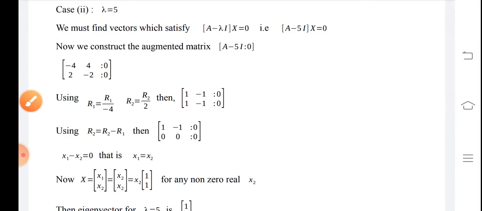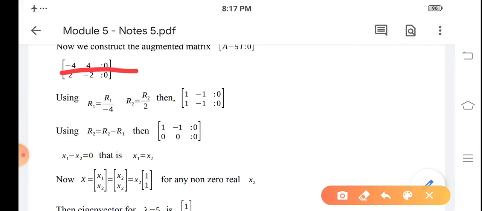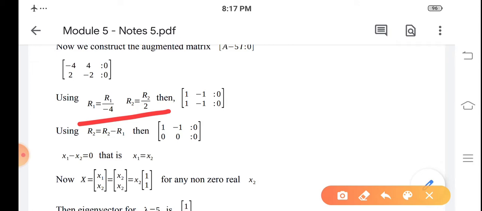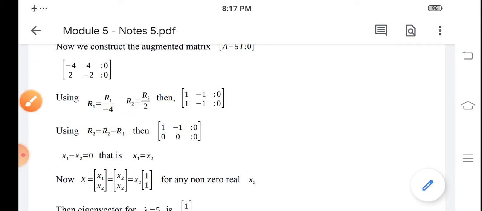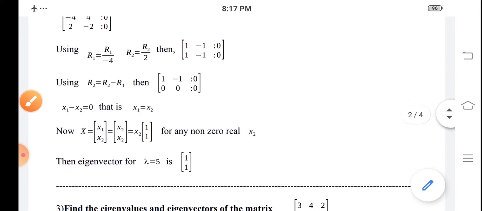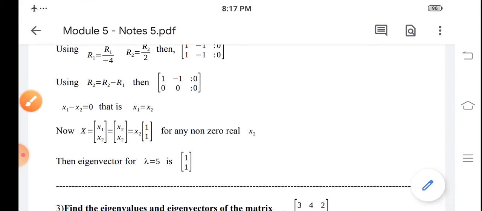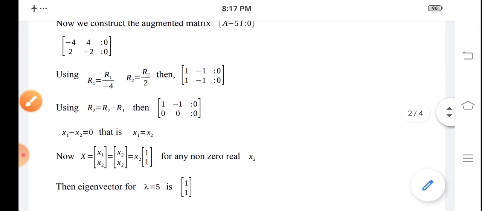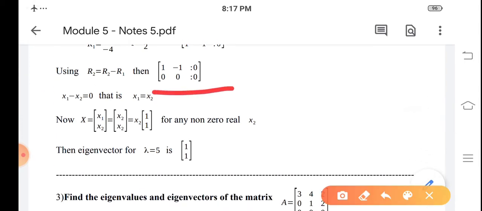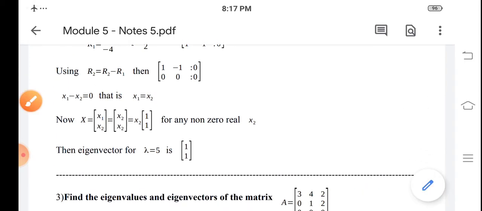Here, to reduce this to echelon form, we are writing row operations. Since in the first row we can observe that 4 is common, we can divide by 4, but it is not a necessary row operation. So when we divide the first row by minus 4 and the second row by 2, we get the augmented matrix [1, minus 1 | 0; 1, minus 1 | 0]. Again, we require a row operation for the second row to get echelon form, that is R2 equal to R2 minus R1. Then it is [1, minus 1 | 0; 0, 0 | 0].